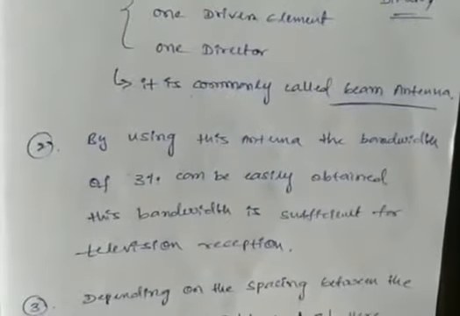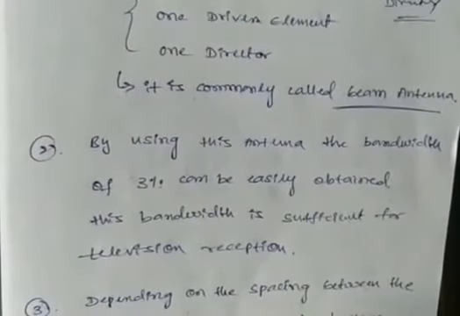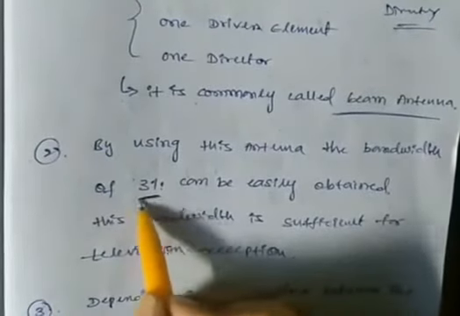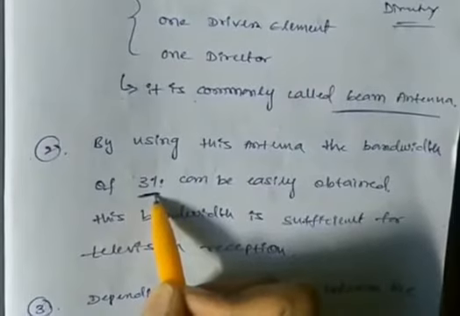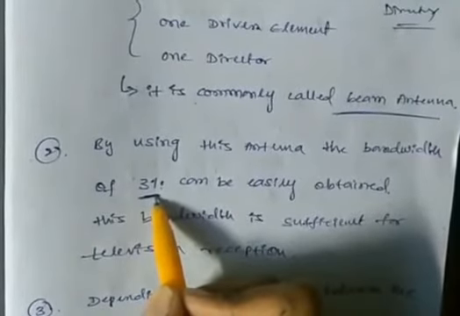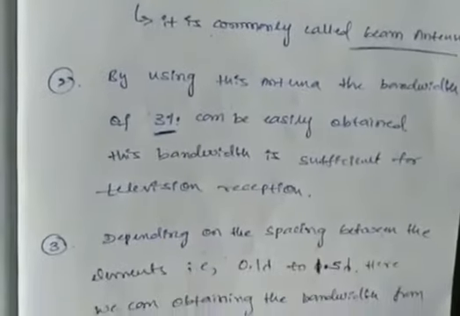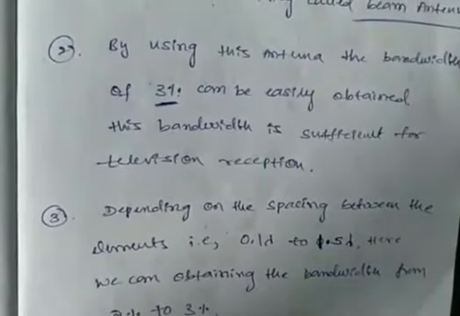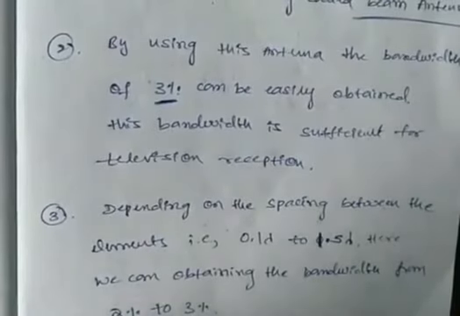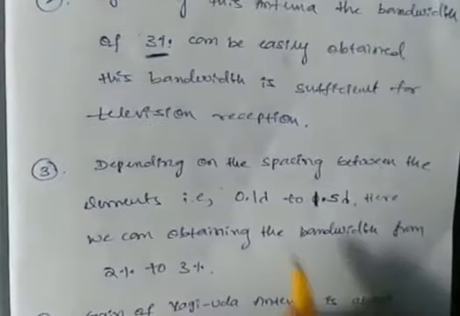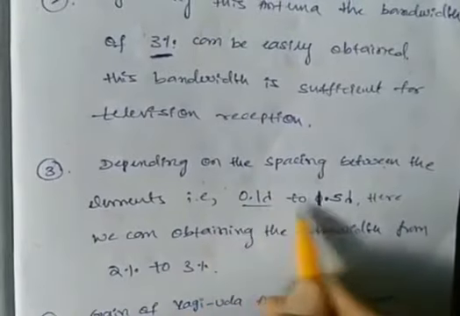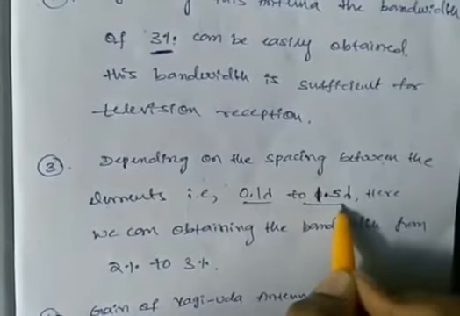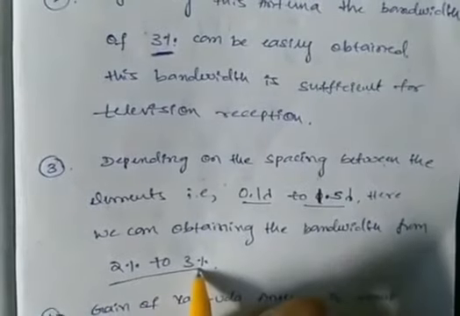And coming to the second characteristic, generally the Yagi-Uda antenna gives 3% bandwidth. This 3% bandwidth is sufficient for television reception. And already we know the spacing between the antenna elements is very small, that is 0.1 to 0.15 lambda. Whenever we vary the spacing between the antenna elements from 0.1 lambda to 1.5 lambda, the bandwidth also varies. The bandwidth varies from 2% to 3%.